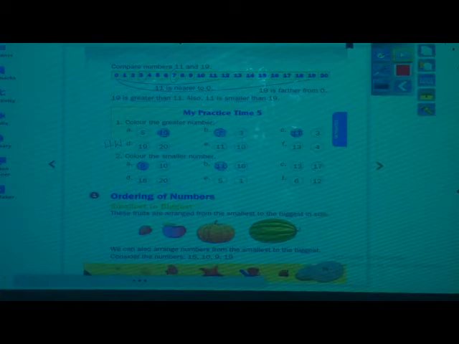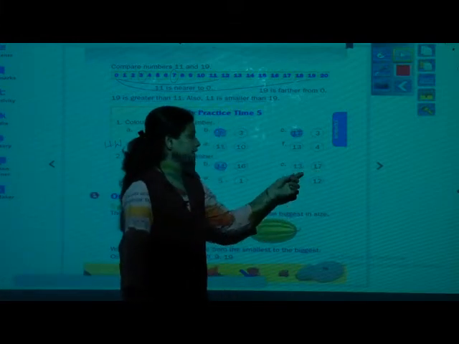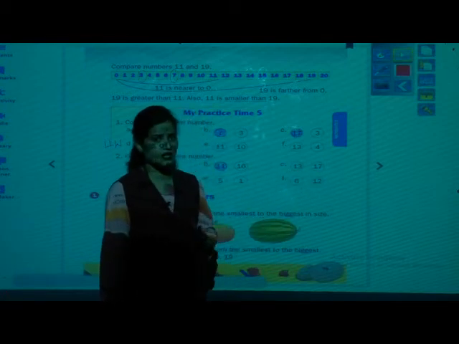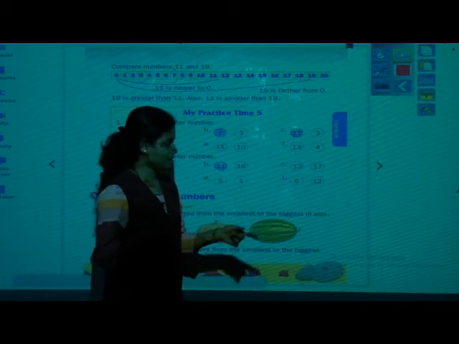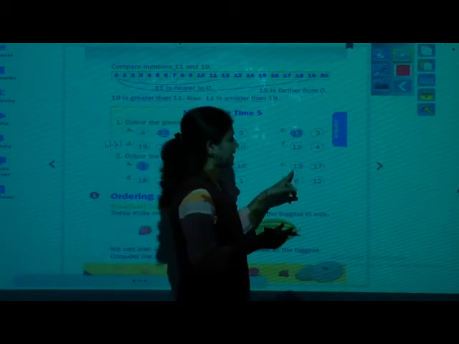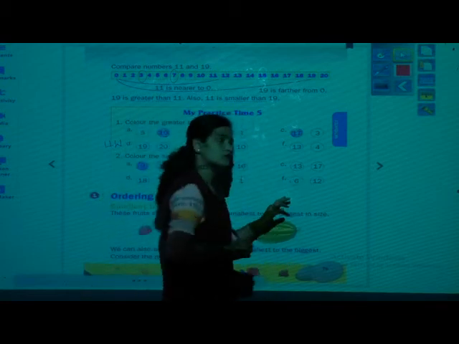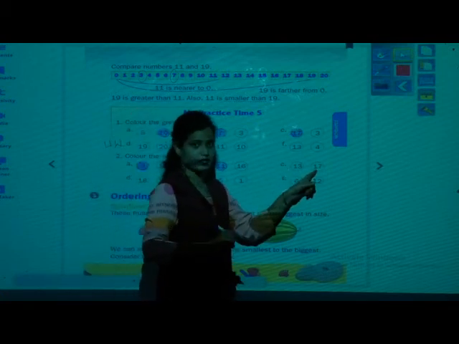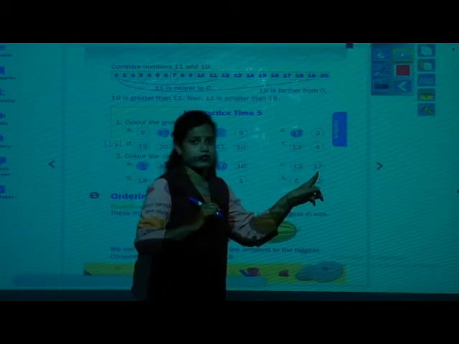Done? Next, 13 and 17. Here you can see both sides are 2-digit numbers. So we have to see which comes near and which comes far. If it is 1 digit on one side and 2 digits on the other, then we can do it quickly. But here you can see 2 digits. That's why you have to compare very properly. 13 and 17. The smaller number you have to color.